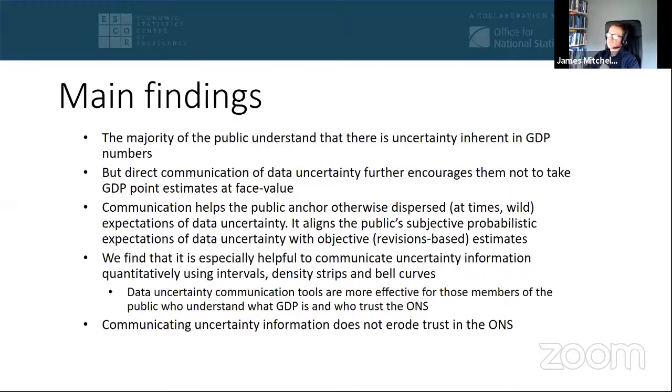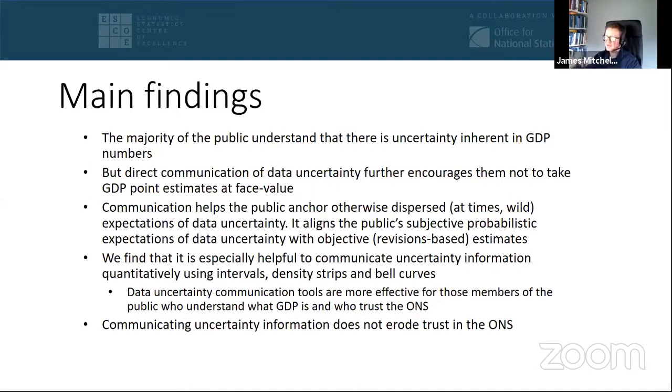So as I say, we run these 2 waves, splitting the public into the control group and the different treatment groups to try and understand how they understand data uncertainty and what the implications of communicating data uncertainty in different ways are. And the summary results are in the final slide here. Reassuringly, the majority of the public, so over 50%, did understand that there was some uncertainty inherent in those GDP point numbers. That is, when presented with the 1.5% or minus 21.7%, they weren't 100% confident the GDP was exactly that number.